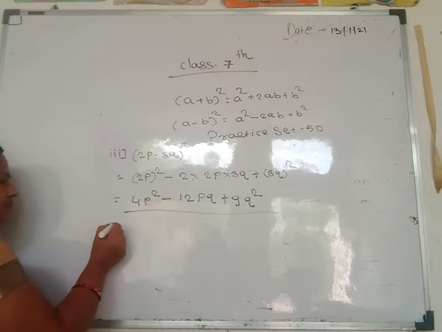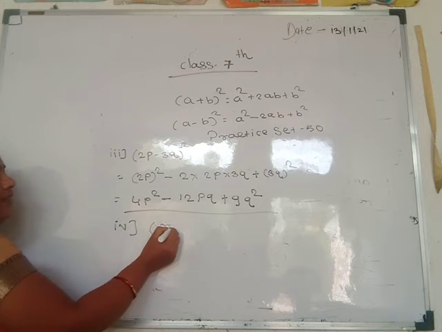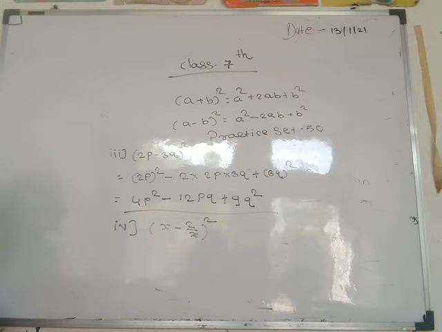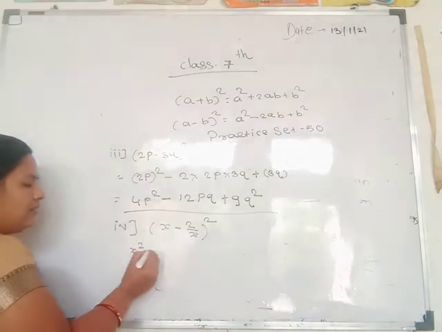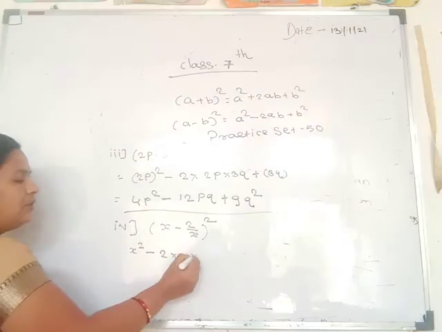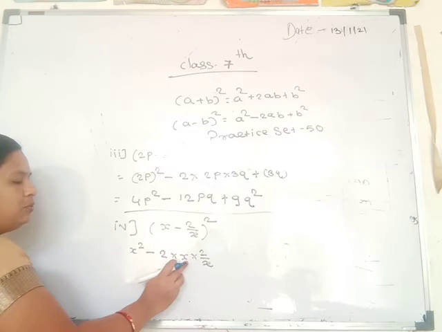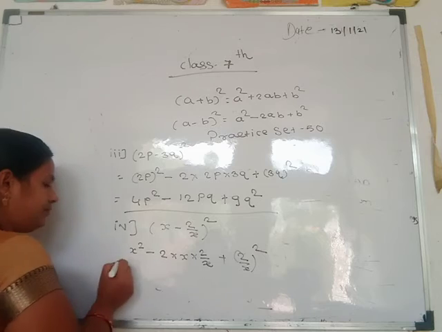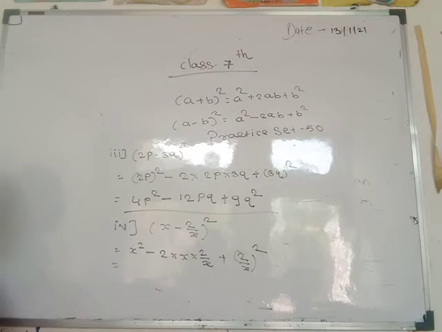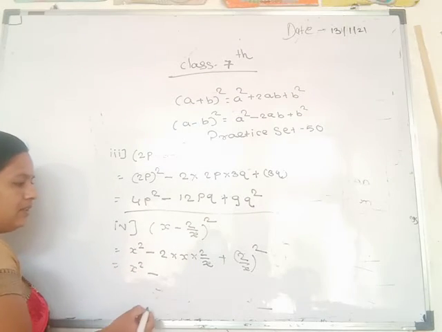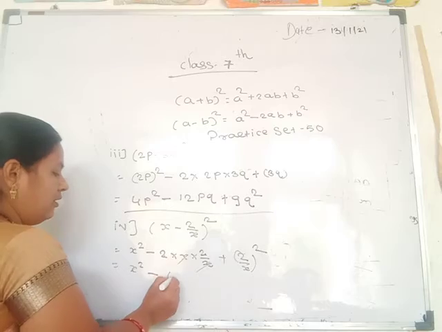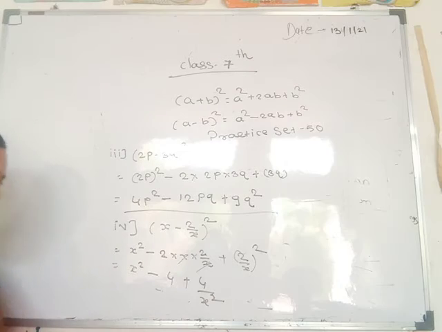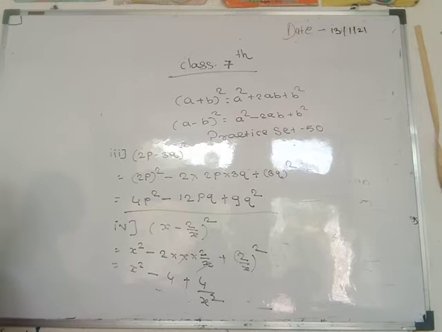Then the fourth one, in bracket (x minus 2 by x) whole square. Then expand this. See here, x square minus 2 into x into 2 by x, that is minus 2ab, plus what here? (2 by x) square. Step by step you solve this. Then x square minus, here x and x cancel, 2 into 2 remains 4, plus again 2 square 4 and below x square. The answer is x square minus 4 plus 4 by x square.